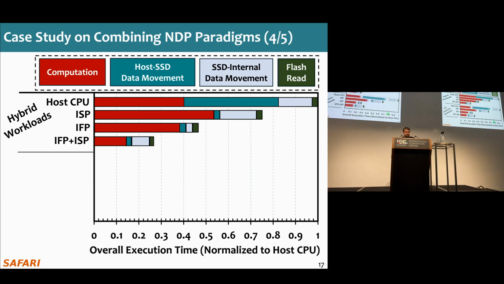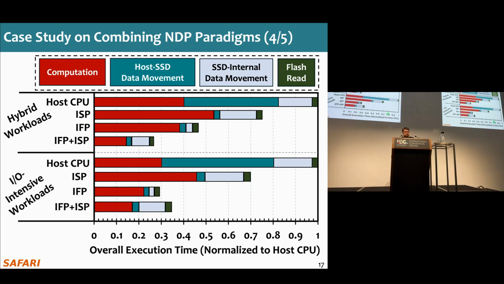If we look at IO intensive workloads, here I'm showing the overall execution time of each of these paradigms normalized to host CPU. We observe that naively combining multiple computation resources actually negates the offloading benefits, and we observe a 15% performance reduction on average. And this is because we have to move a lot of data across these computation resources.